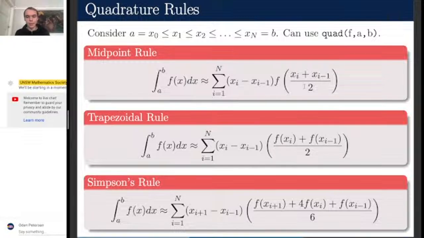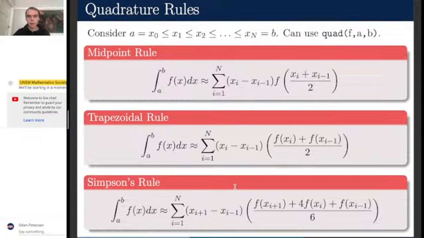Simpson's rule doesn't really have a comparable intuition as far as I know, but it's doing the same sort of thing: you have some difference term in terms of the x's, and then some weighted sum of different function values, and you sum that up over all of the different intervals. And I think this should be n-1 here up in the top. That's just to account for this i+1.